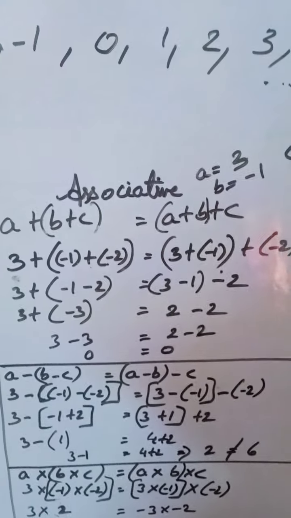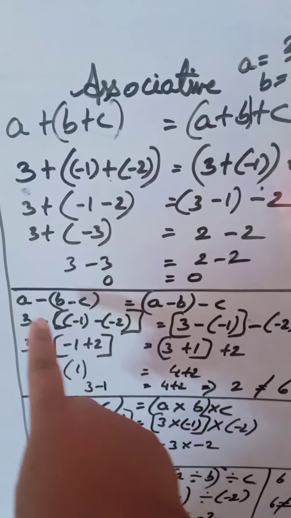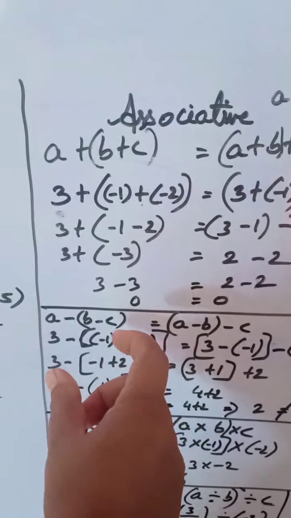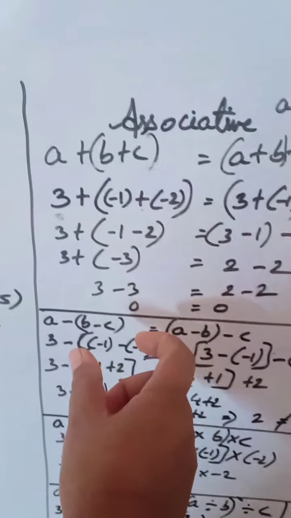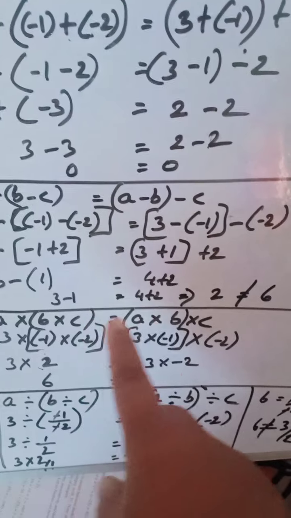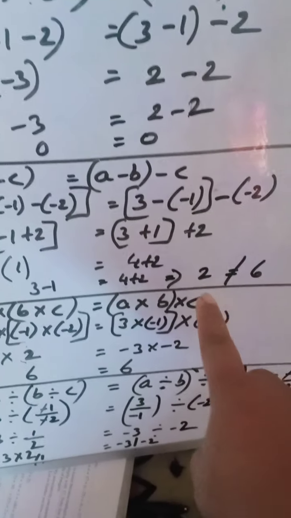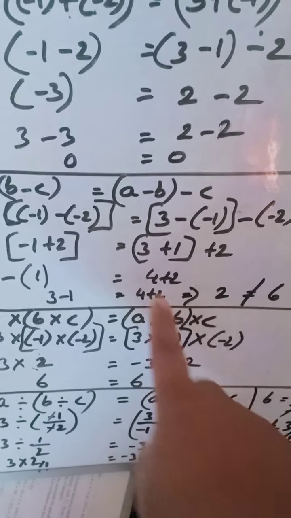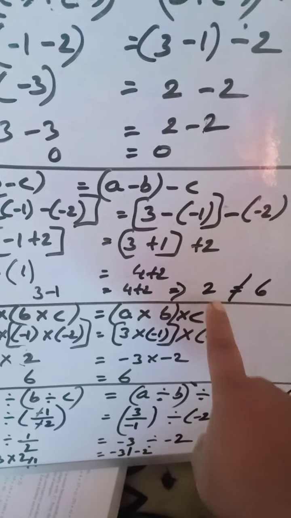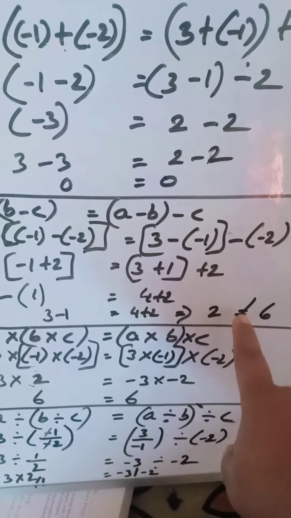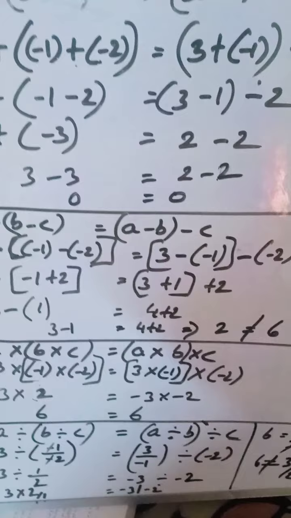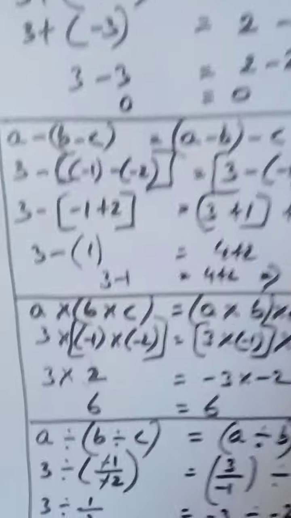Addition is associative. In the same manner, you put the minus sign, only the minus sign: a minus b minus c, a minus b minus c. Here the bracket gets different. Here the bracket is for b minus c, here the bracket is for a minus b. Then you simplify, then you will get different answers. So in the case of subtraction, you will get different answers. You simplify and see, you will be getting different answers. So subtraction is not associative.